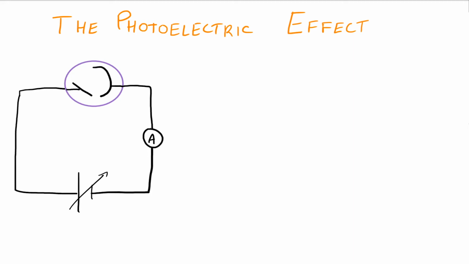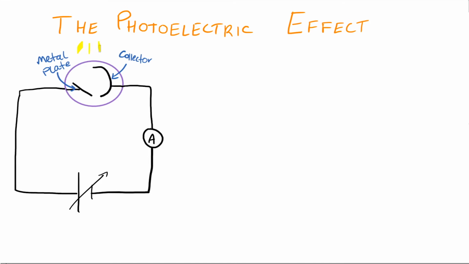So first I'll take you through the setup of the experiment, and then we'll go through and compare wave behavior and particle behavior. So what we have here is an electric circuit. We've got a battery that we can vary the voltage of. We have an ammeter to measure the current, and we've got a metal plate, that's this. And on the right hand side we've got a collector. We also have a light source, and this light is going to be incident upon the metal plate here.